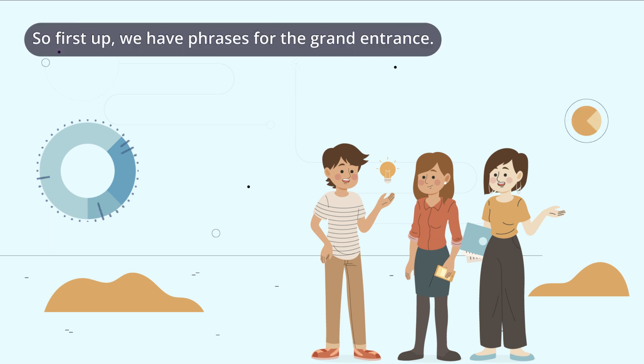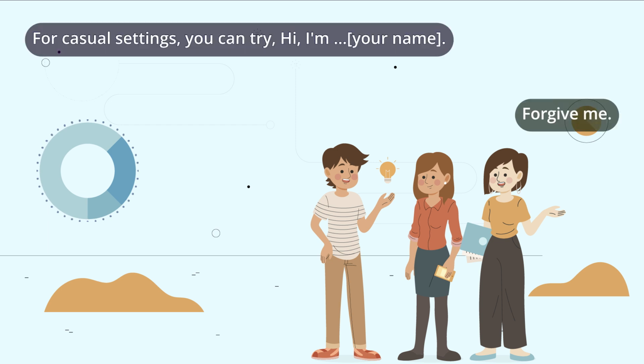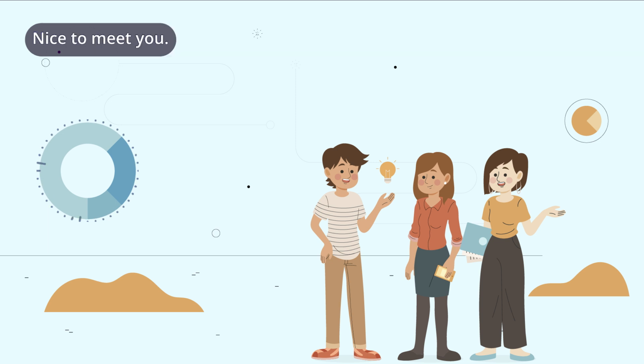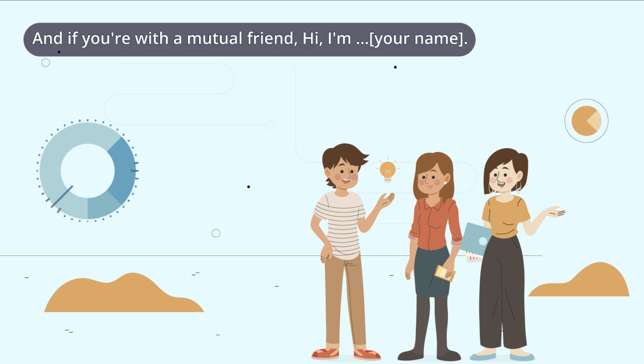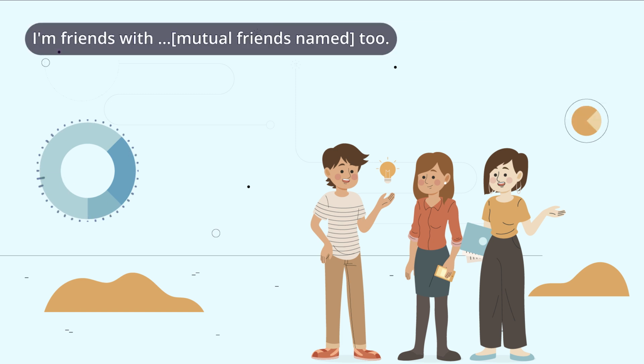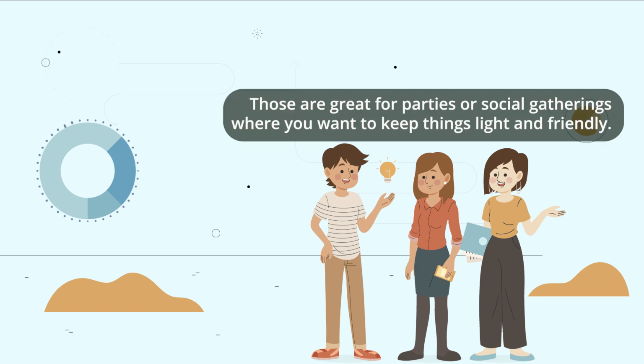All right, so first up we have phrases for the grand entrance. The grand entrance. Introducing yourself. For casual settings, you can try, "Hi, I'm your name. Nice to meet you." Classic. I like it. Or, "Hey, I'm your name. What brings you here?" A little more intriguing. And if you're with a mutual friend, "Hi, I'm your name. I'm friends with mutual friend's name, too." Those are great for parties or social gatherings where you want to keep things light and friendly.